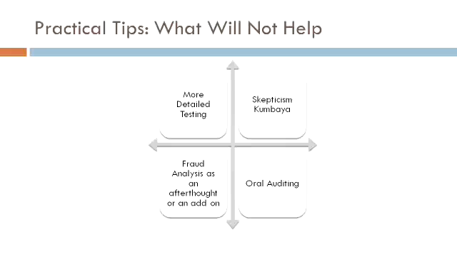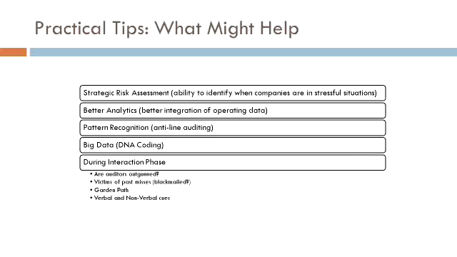What might help? Well, the big one is strategic risk assessment. Nobody commits fraud unless they are under stress to commit fraud. Auditors must think about what are the stressful conditions that their clients are facing, and identify those stressful conditions as a basis for further investigation into fraud.